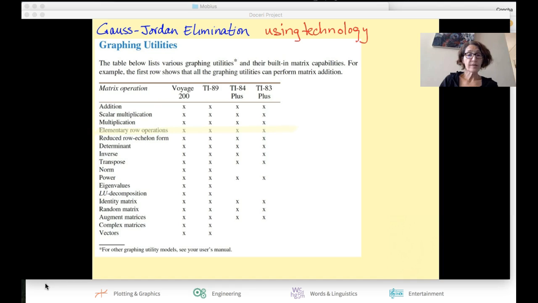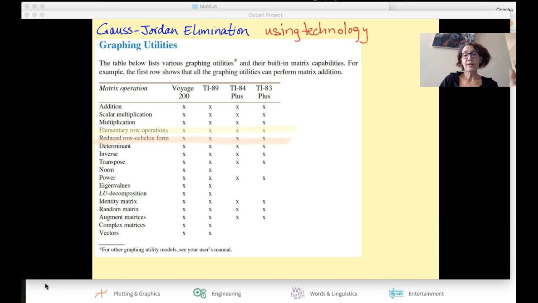Now, there's a lot of things on here you probably don't know what they mean, but you'll learn later in the course. But notice that all of those graphing calculators in this table can do elementary row operations. And they can actually, there's a way to just say reduced row echelon form, and you can enter the matrix. So if you already have one of these calculators, play around with it, look at the user manual. If you lost the user manual, just Google it, and you can find out how to use it to simplify your life when you're doing homework.